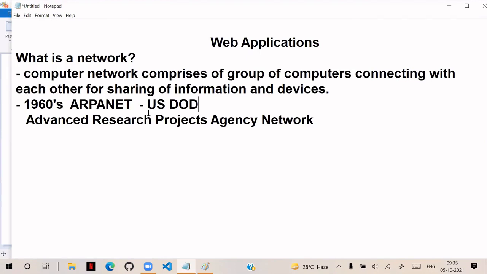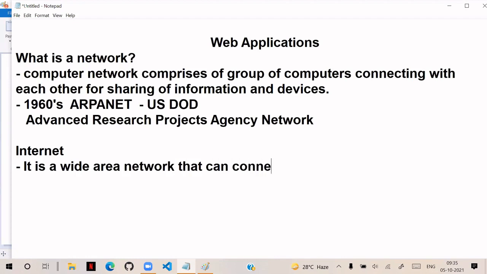After that, internet came. Internet is a wide area network that can connect computers all over the world.